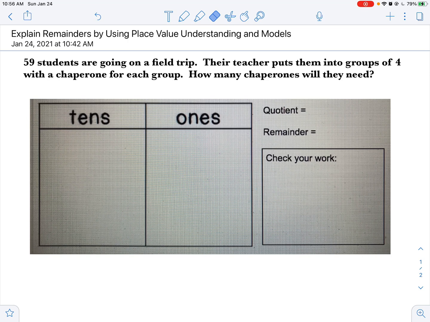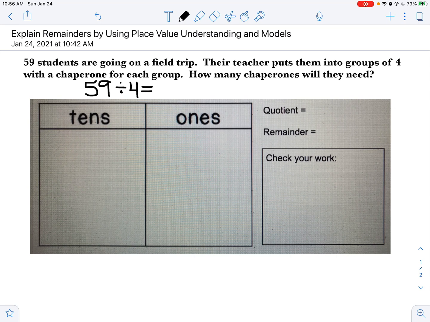59 students are going on a field trip. Their teacher puts them into groups of 4 with a chaperone for each group. How many chaperones will they need? So let's take a look. Let's just get it started. So clearly we've got 59 divided by 4 as our number sentence, right? So when you're solving, make sure you write that out first.